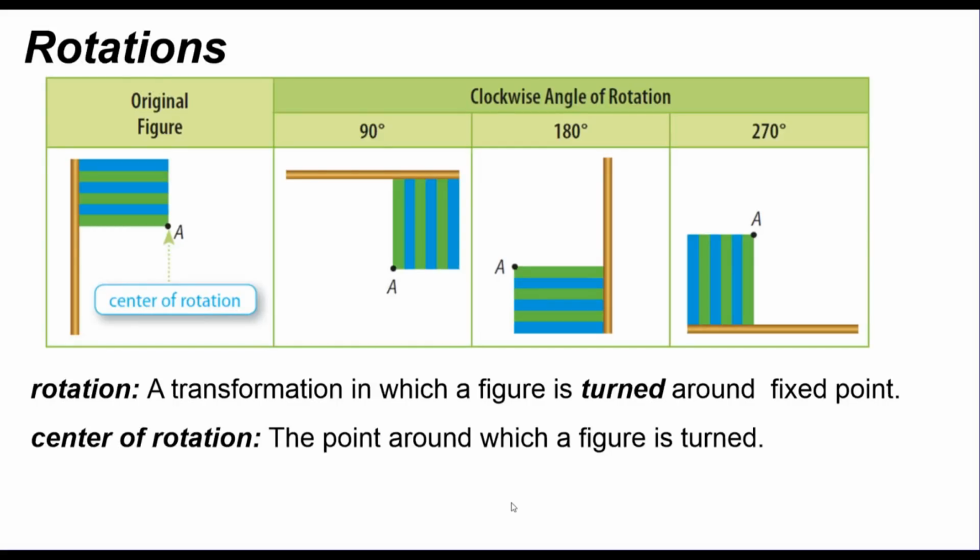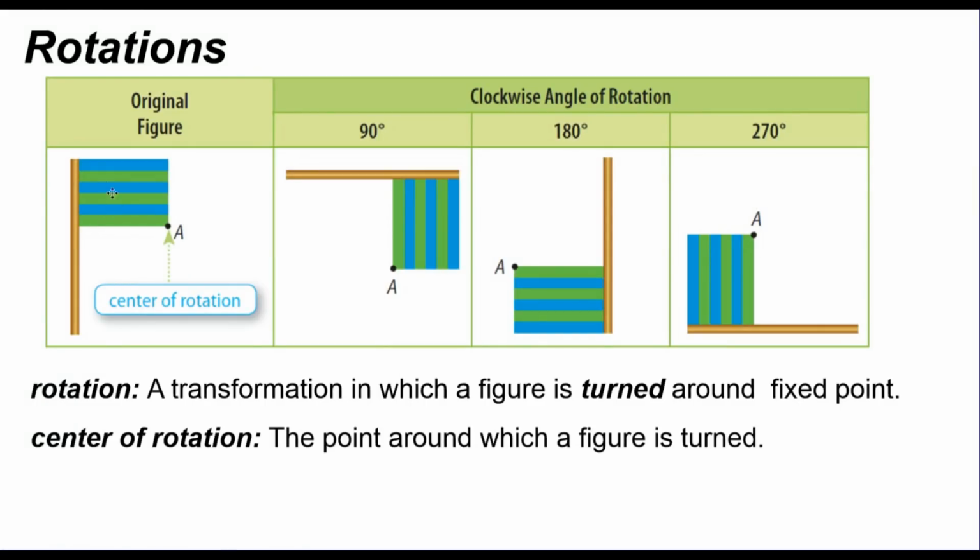In the last video, we talked about two types of transformations, the translation and the reflection. In this video, we're going to talk about another type of transformation called a rotation. A rotation is a transformation in which the figure is turned around a fixed point. So this is a rotating of a shape, not a slide or a flip. So we can rotate a shape.